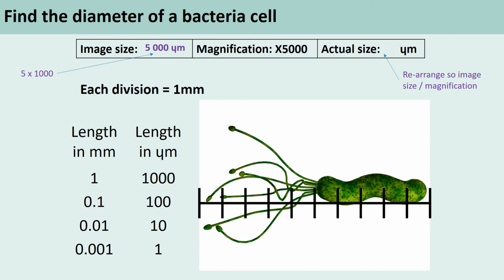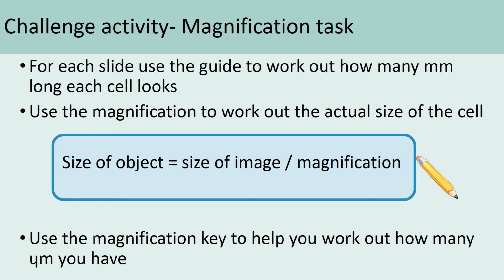So I can rearrange that. So size divided by magnification is going to give me 1. 5,000 divided by 5,000. So that's a really easy one. So there's a magnification task coming up where you have to work out the size of the object, and that's at the end.